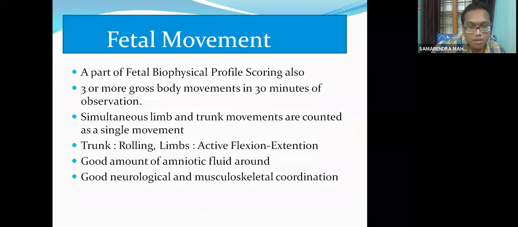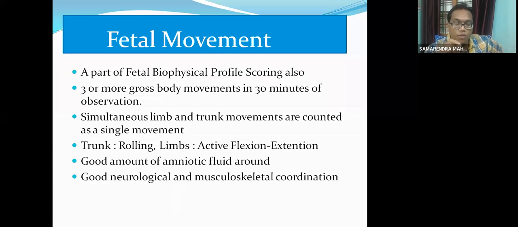what is needed for a gross body movement, it is a part of the biophysical profile scoring, and in any examination there should be 3 gross body movements in our 30-minute examination, and simultaneous body and trunk movement should be counted as a single movement, and we should have the trunk rolling, and in case of limb, active flexion extension movement should be there.